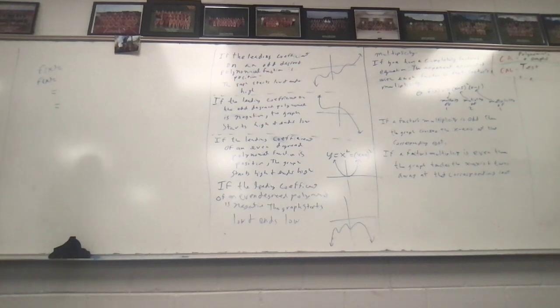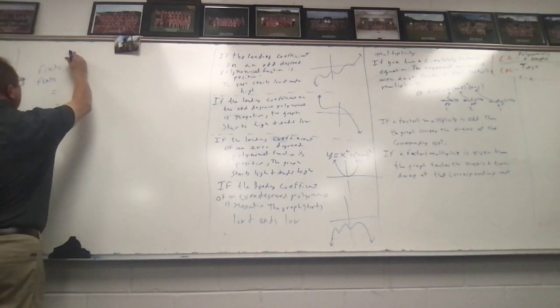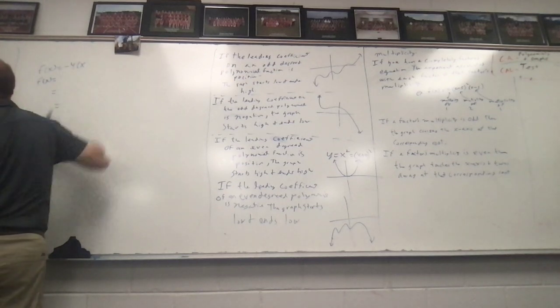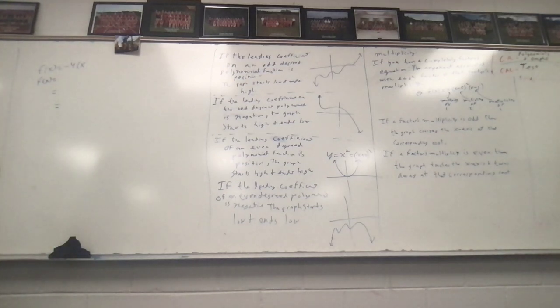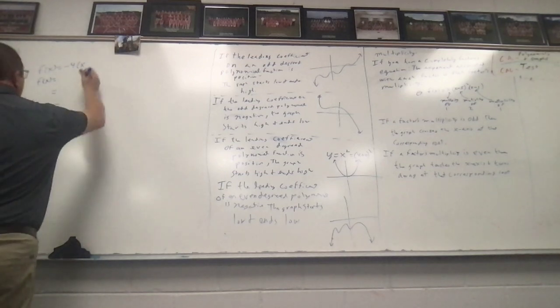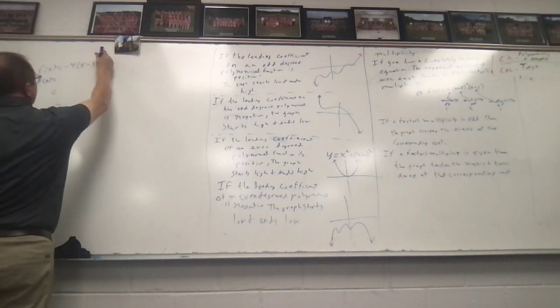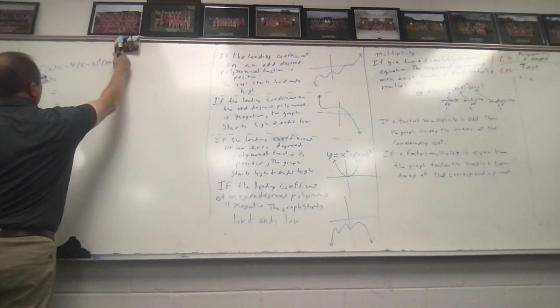So the next question we're going to look at is one I'm going to go ahead and give it to you in factored form. It's -4 times x minus 3 to the third times x plus 2 quantity squared.